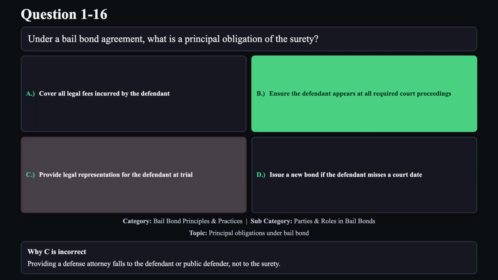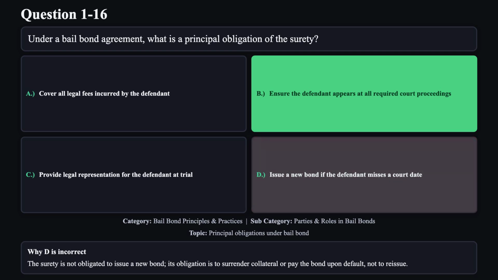Reason C is not correct. Providing a defense attorney falls to the defendant or public defender, not to the surety. Reason D is not correct. The surety is not obligated to issue a new bond. Its obligation is to surrender collateral or pay the bond upon default, not to reissue.